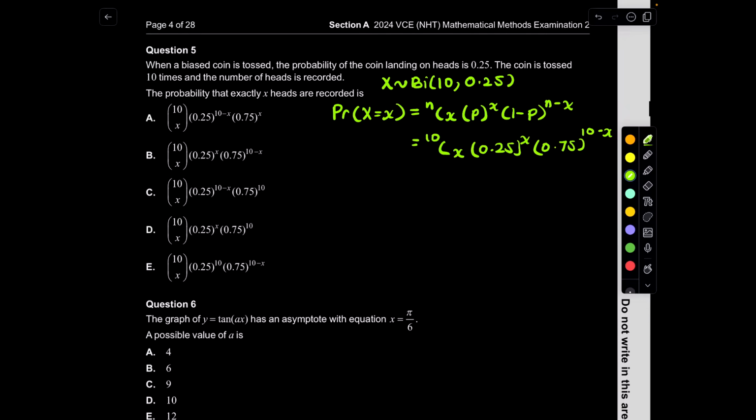So also, that 10 choose X can be written in this other notation. It's the same thing as 10 choose X, like that. So it doesn't matter. They're basically the same. So if you're kind of confused, yep. So let's just replace it for the sake of this answer. 10 choose X, there it is. So that is it. That is our answer, which looks like B is our answer.